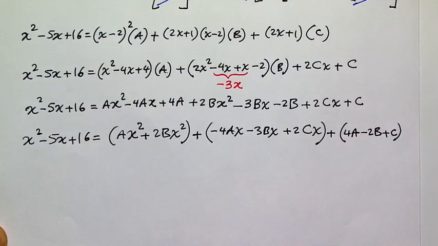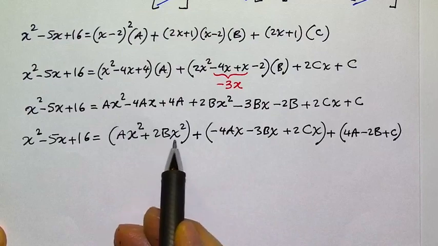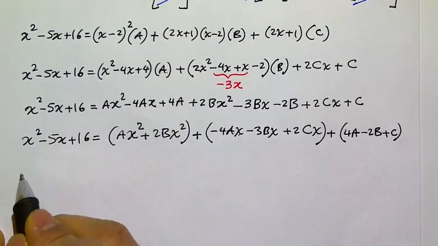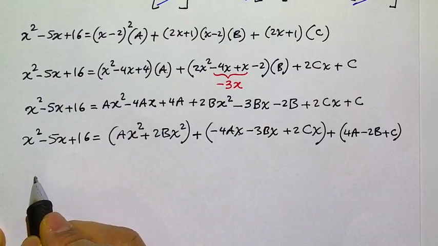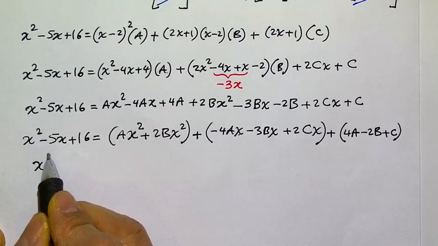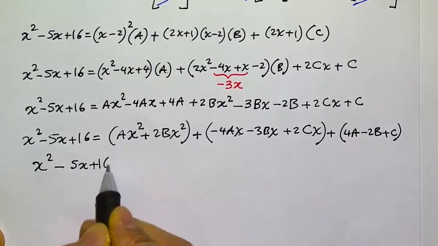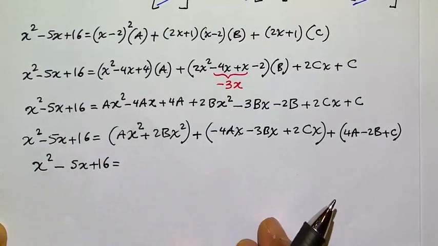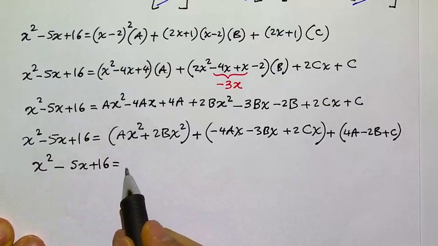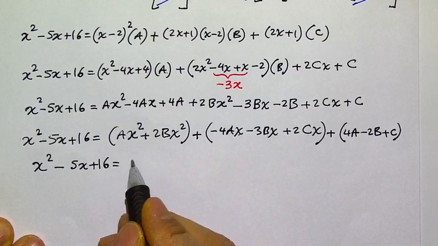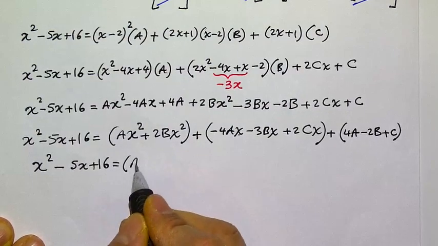After we form the groups, now let's factor out x squared from this group, x from this group, right? So we're going to have x squared minus 5x plus 16. Left side is all good, right? We don't have to do anything on that side. All we did was clear the fraction. So let's factor out the x squared. What are we left with?